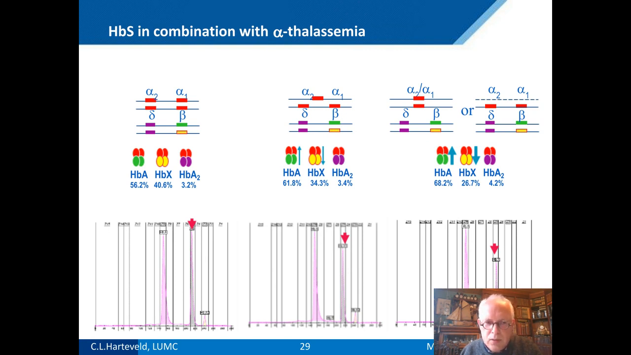The HPLC, you can also see it, but because of the baseline, which is less stable, it's more difficult to see it. But with capillary electrophoresis it's very well visible. You can almost put a line to see that there is actually also alpha thalassemia playing a role.